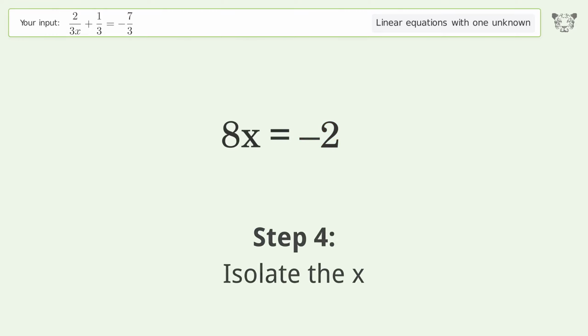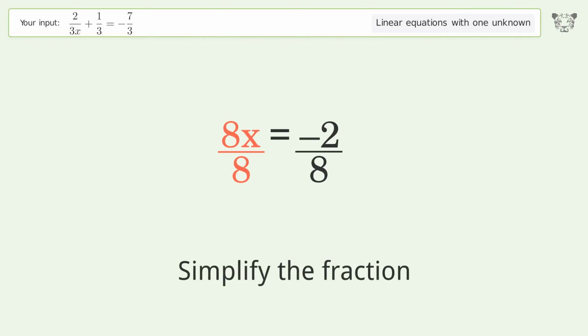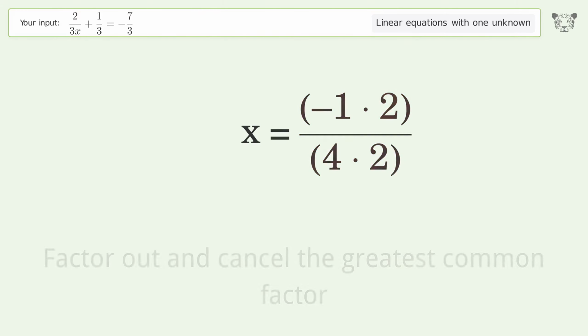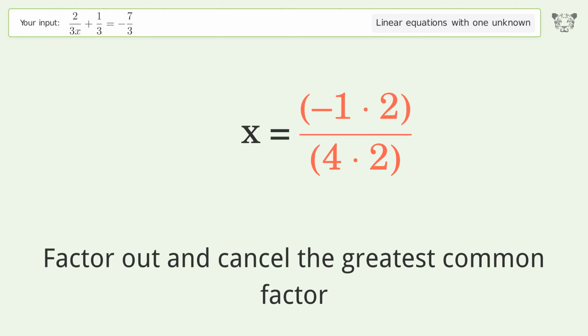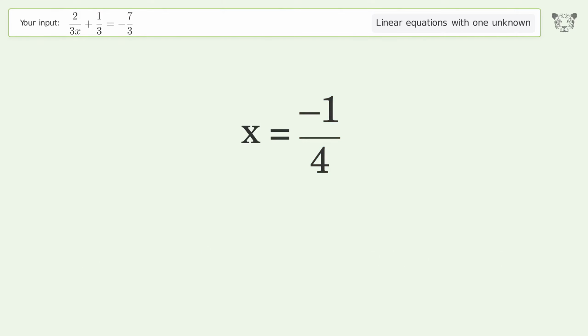Isolate the x. Divide both sides by 8. Simplify the fraction. Find the greatest common factor of the numerator and denominator. Factor out and cancel the greatest common factor. And so the final result is x equals -1/4.